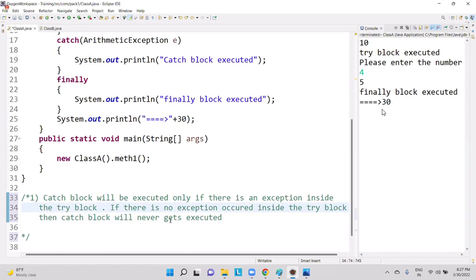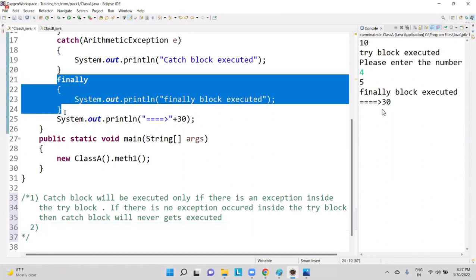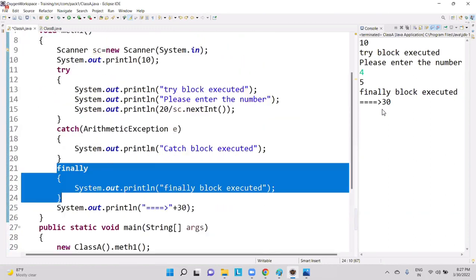Okay. Now it's clear, guys. Please tell me, is it clear? Now, my second question to you is, guys, is finally block executed? Yes. Now, in my program, is there any exception? No, there is no exception, but finally block got executed.